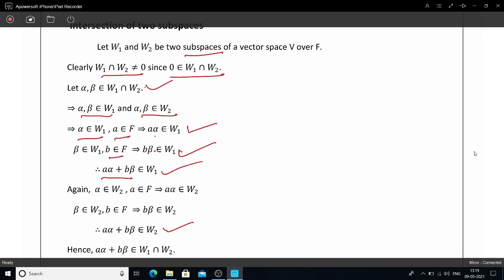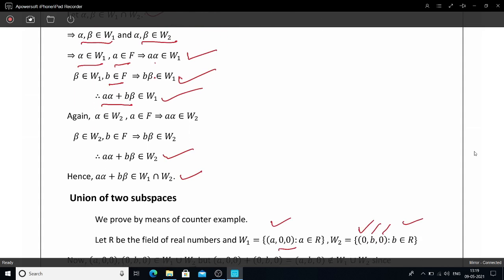It shows that a alpha plus b beta belongs to the intersection of W1 and W2, where W1 and W2 are subspaces of a vector space over a field F. This completes the proof for the intersection of two subspaces. Now I will take the union of two subspaces.